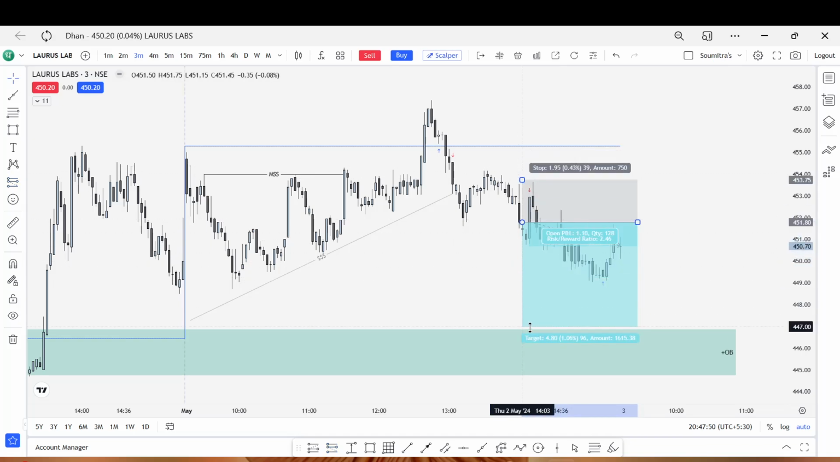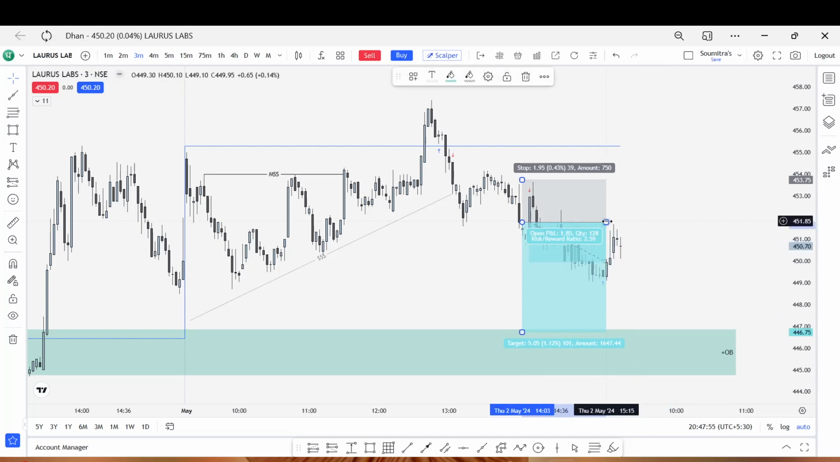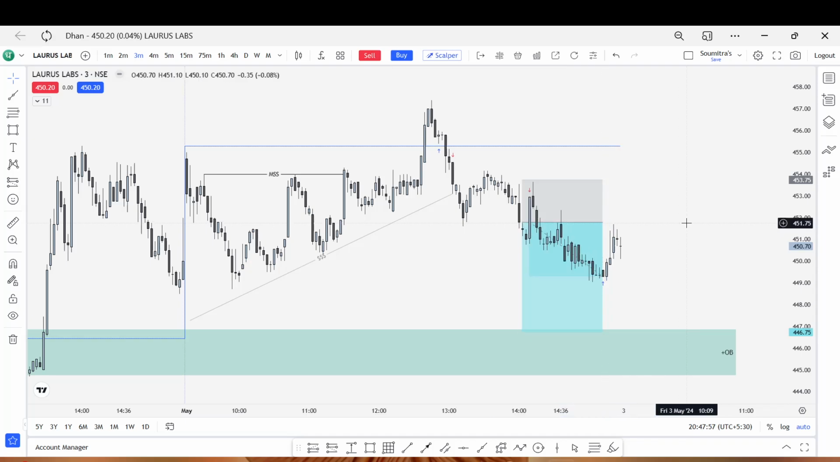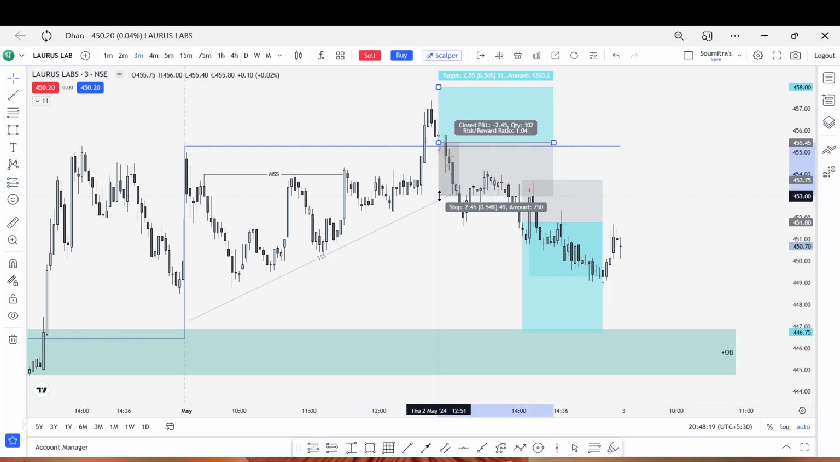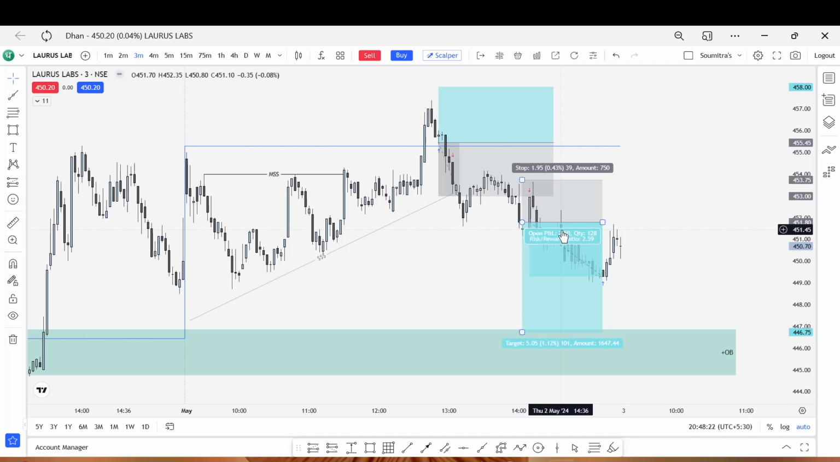So I was expecting that it will come into this order block today, but as you can see at 3:15 I exited from here after a partial profit, because after that, otherwise the broker will kick me out automatically. So in intraday, first we incurred this loss here, and then we partially booked some profit here.